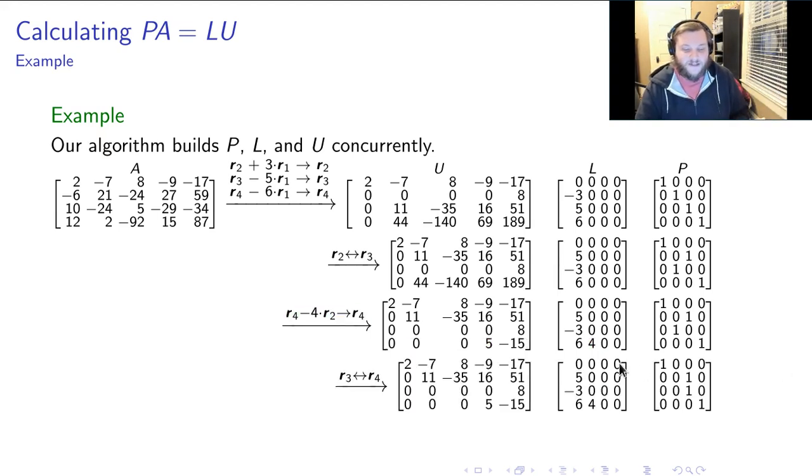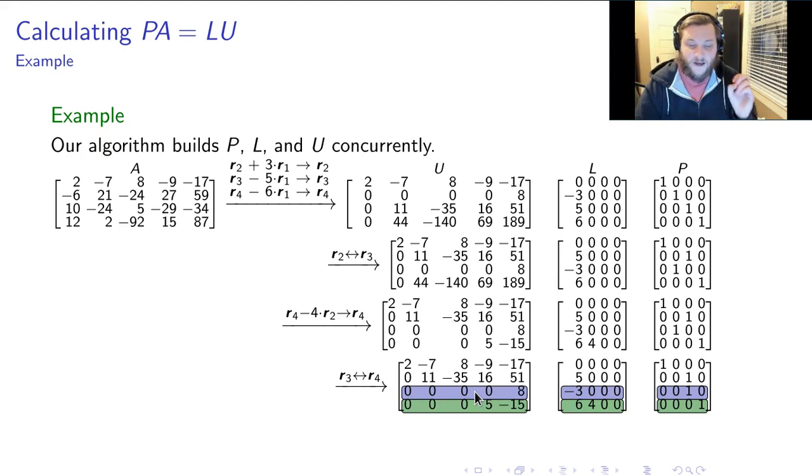So now the next step is to switch row 3 with row 4. And remember, whenever we do a row swap, we change all 3 of U, L, and P. So let's do that. 1, 2, 3, go. So now we've switched row 3 with row 4 in U, and then we've done the same in L and P.